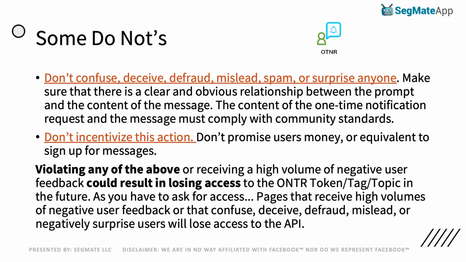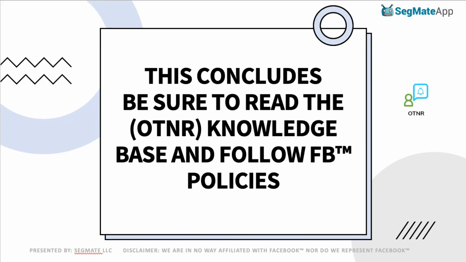Now, violating any of the above or receiving a high volume of negative user feedback could result in losing access to the one-time notification token tag topic in the future, as you have to ask for access, and pages that receive higher volumes of negative user feedback or that confuse, deceive, defraud, mislead, or negatively surprise users will lose access to that API, okay?